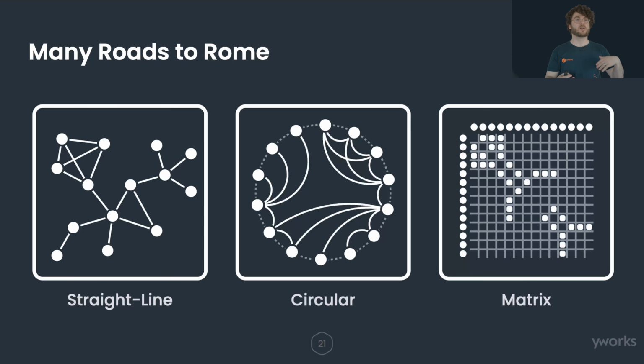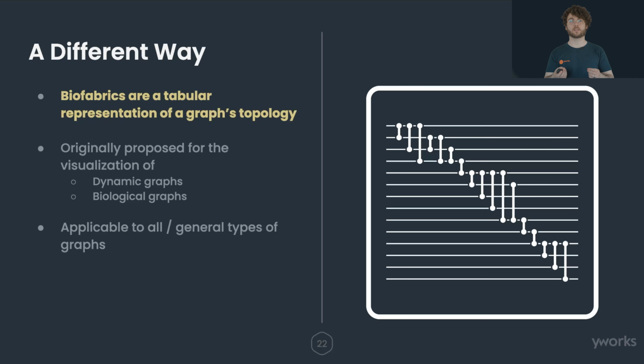Depending on your users, their expertise, the amount of onboarding you can expect, depending on the tasks you want them to perform, or depending on the message you're trying to convey, a different representation might be the way to go, different than a node link diagram, I mean. And with that, we can finally talk about biofabrics. They are just a tabular representation similar to an adjacency matrix. On the right, you see what the previous graph looks like as a biofabric, right?